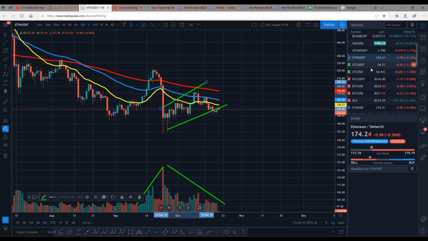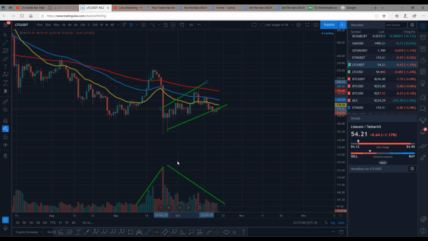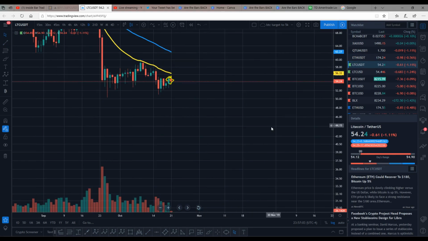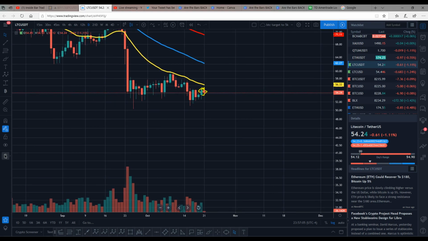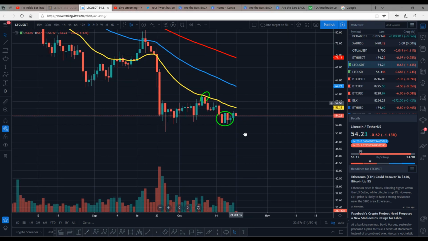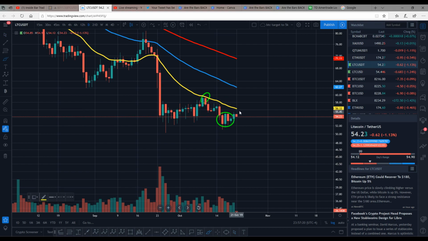So let's move on to Litecoin. When you take a look at Litecoin, it's a similar move to Ethereum, and Litecoin is facing a lot of challenges, just like Ethereum on the 21 EMA. Big rejection, a big engulfing candle right around this area, and we cannot retest the 21 EMA on the daily, okay? That's one of the biggest challenges right now for Litecoin: to break this 21 EMA.